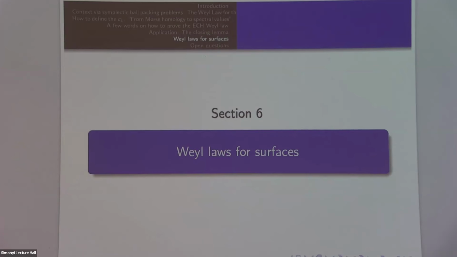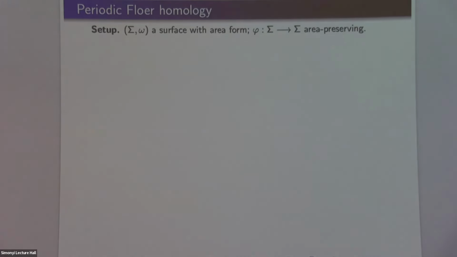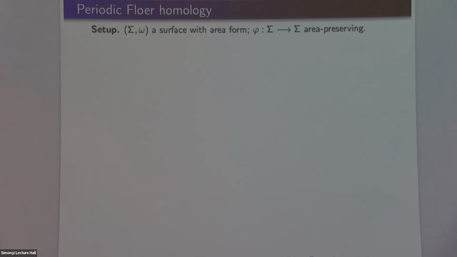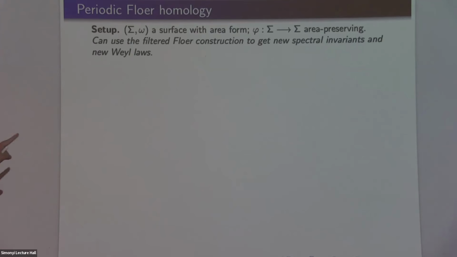Now I will just briefly say that you can find more Weyl laws for surfaces, and these have also been very powerful. So there's essentially two ways to do this. I just want to highlight the first, really. Now, if you have a surface with an area preserving map, you can still do this to get new spectral invariants which actually see the map.